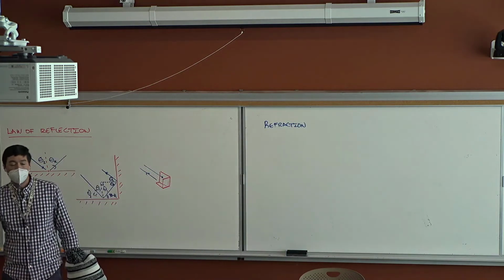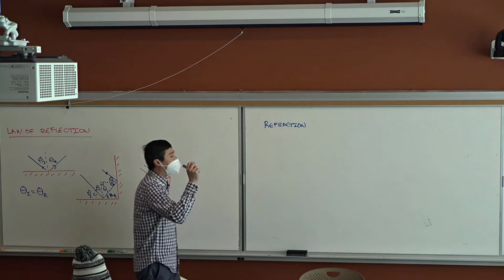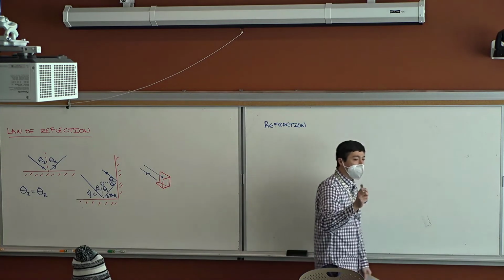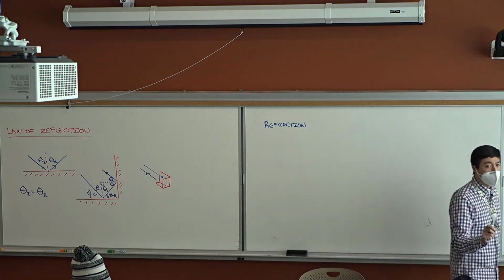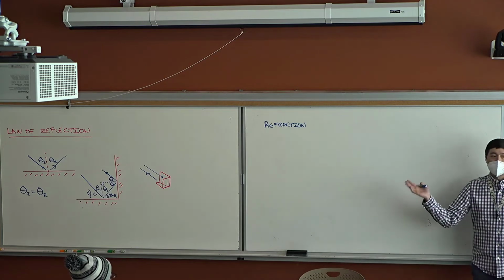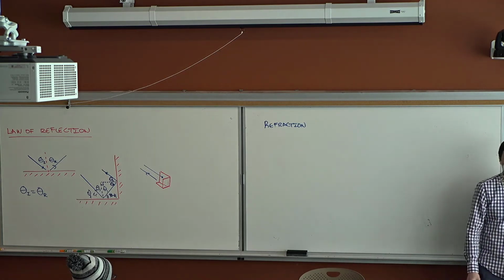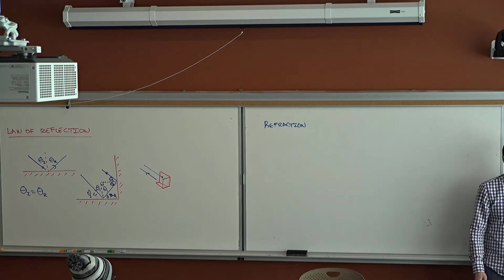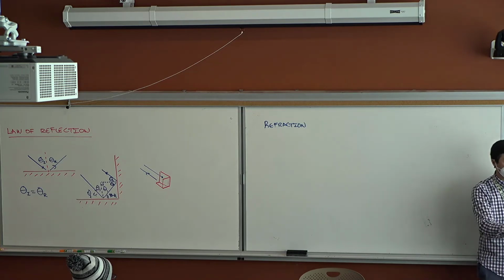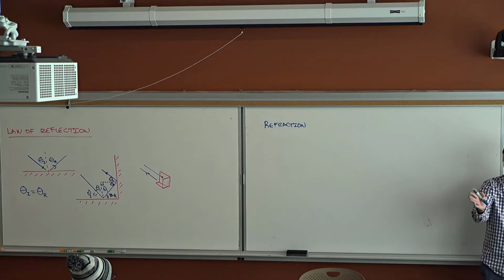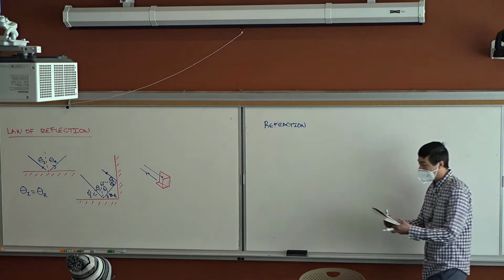Refraction is what happens when that light ray traveling in one medium encounters the boundary of a second medium, and at least some of it is transmitted into the new medium. So refraction is following the path of the ray that travels into the new medium.